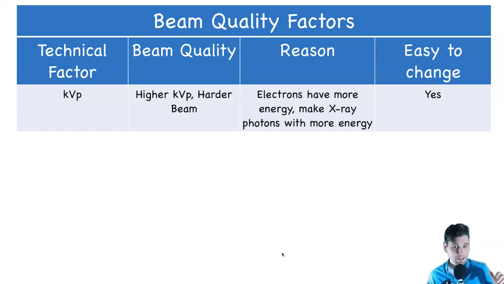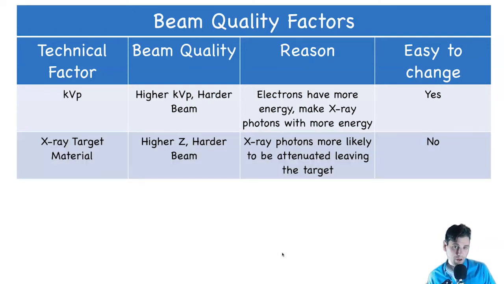So that's something that's easy to change on the system, and the reason that it affects it is that if you're accelerating your electrons more between the cathode and the anode, they'll have more energy when they hit the anode, and thus they can generate X-rays that have more energy. So that's what you're doing when you're changing the kVp.